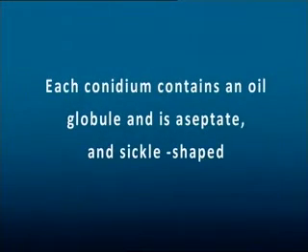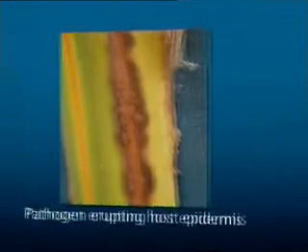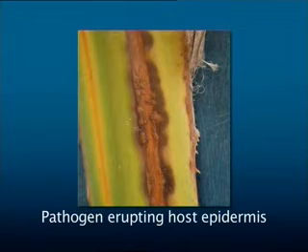From the tip of a conidiophore, the conidia are formed acrogenously by abstraction. Each conidium contains an oil globule and is aseptate and sickle-shaped. With the maturation of the conidia, the host epidermis gets ruptured.